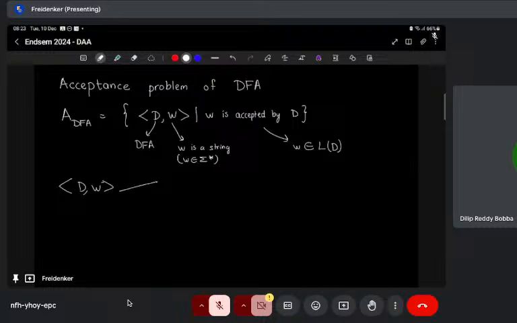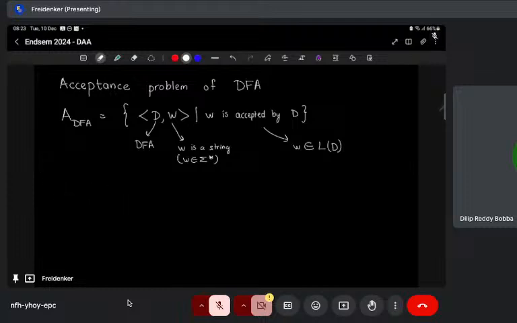Okay, so here the question is, suppose I give you a tuple like this. Now you have to say whether it's in ADFA or not. If I give you this tuple, you have to say if it's in ADFA or not. So how do we do that? Is there any machine that's going to take this as an input and tell us if this is in ADFA or not in ADFA?